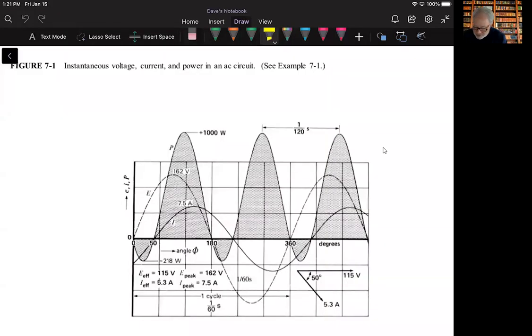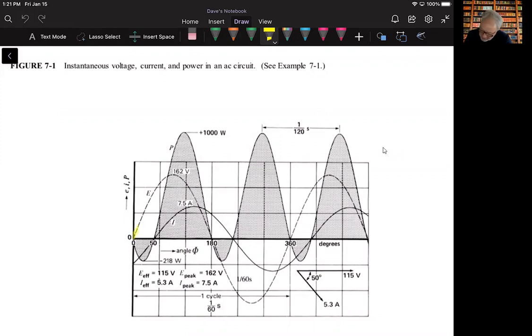Here's figure 7.1 in our text, and it is titled Instantaneous Voltage, Current, and Power in an AC Circuit. Now, one thing I am glad about, doing these classes online, is I do have access to use color and separation to explain this very important slide to you. So let me point out a couple of things first.